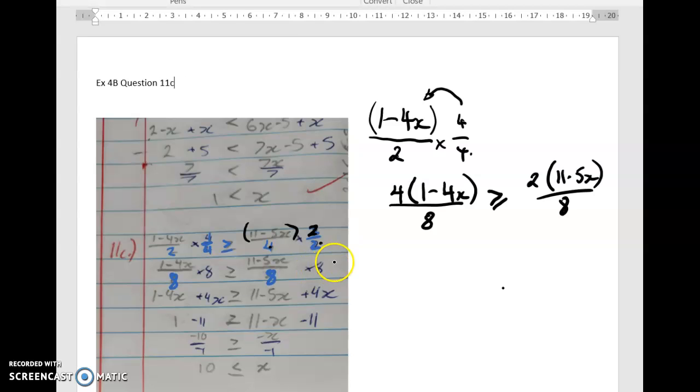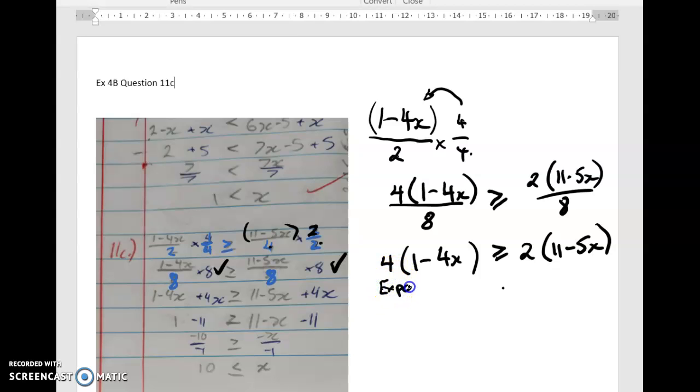Now that we have a common denominator, he correctly multiplied both sides by 8, so that we end up with this numerator section only. And now it's a case of expanding, collecting like terms, and getting the x term by itself. So let's do those 3 basic steps. So expand. We have 4 minus 16x greater than or equal to 22 minus 5x. We're going to now collect, sorry, that's 10x.